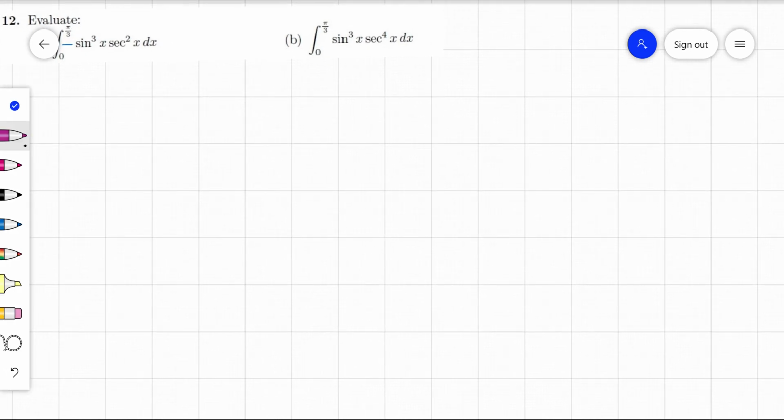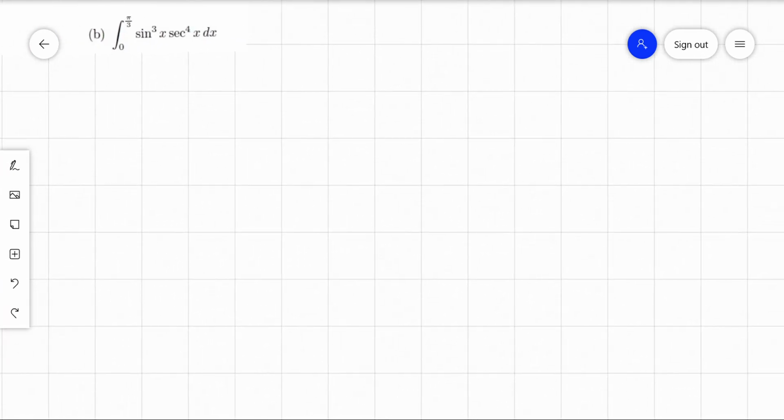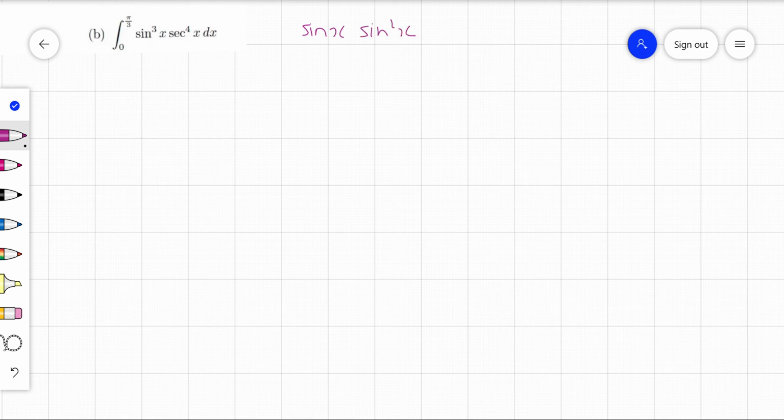All right, so let's have a look at B then. All right, same thing here. If we just expand, I'll put it right over here. If we just expand that, the odd part is that sine x. So we could do a sine x with a sine squared x. And then we've just got cos to the power of 4 on the bottom.